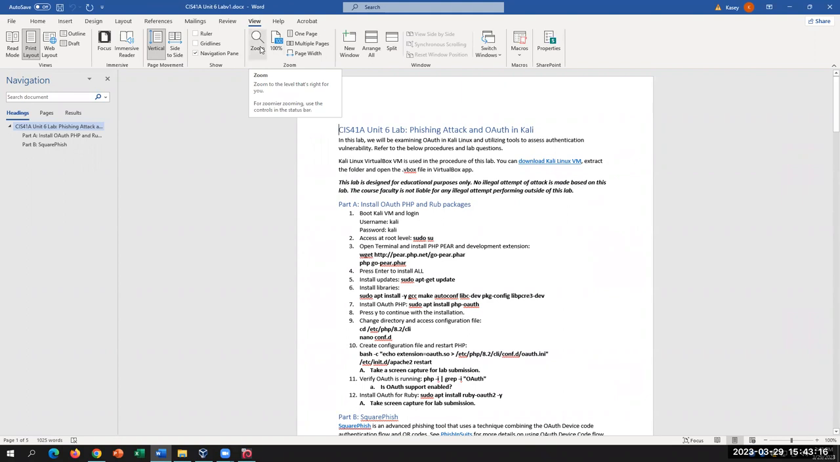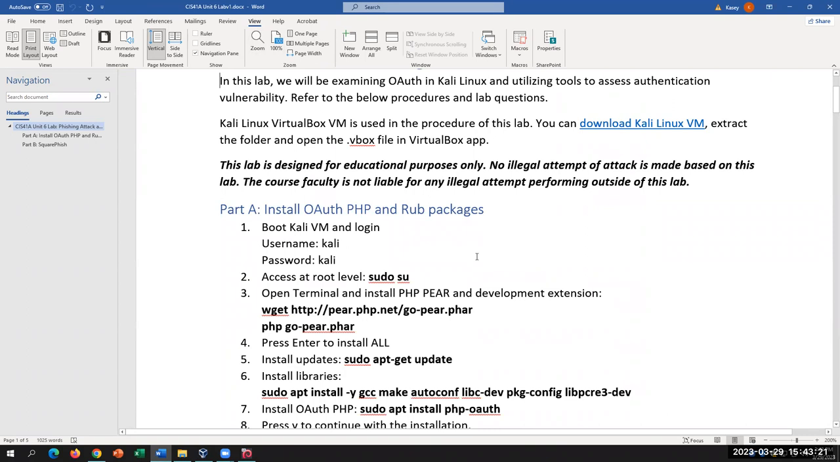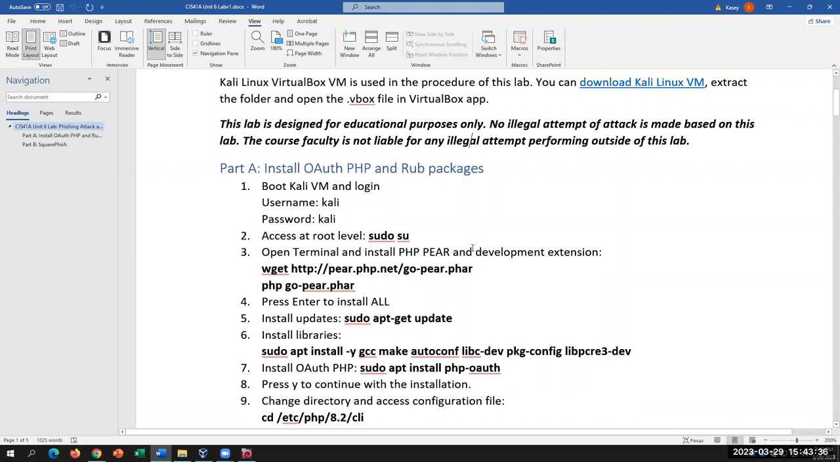Okay, so we talked a little bit about OAuth, and for disclosure, I am not teaching you how to fish. This is a technique that we use for education purposes only. Any illegal attempt outside of class, I'm not liable for. So just putting it out there.